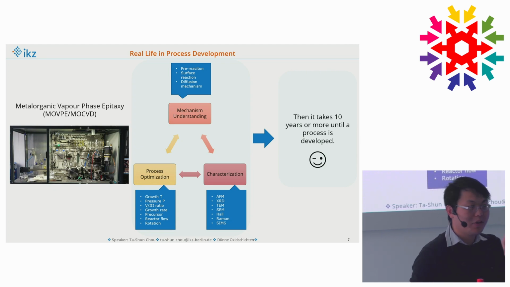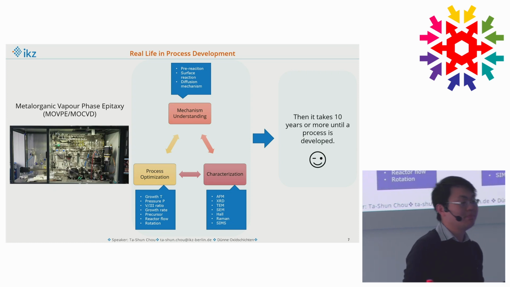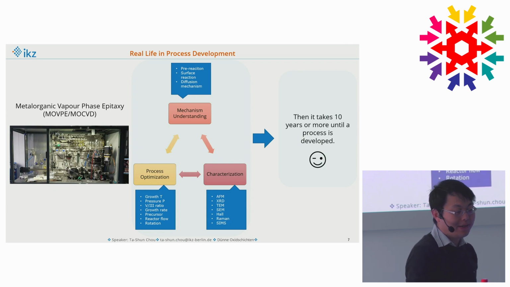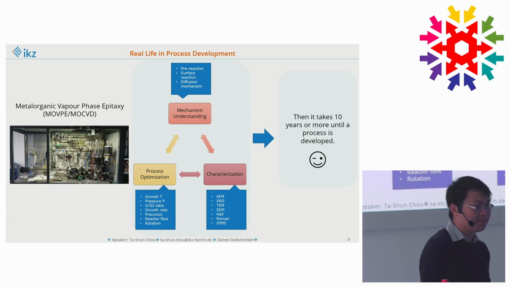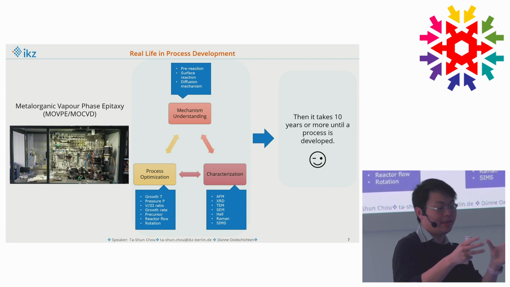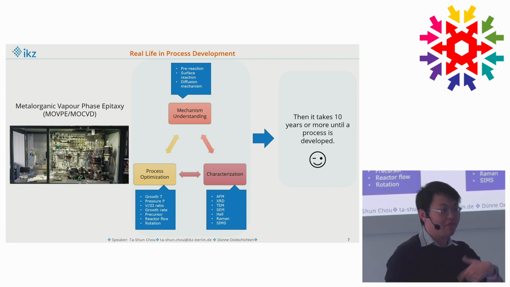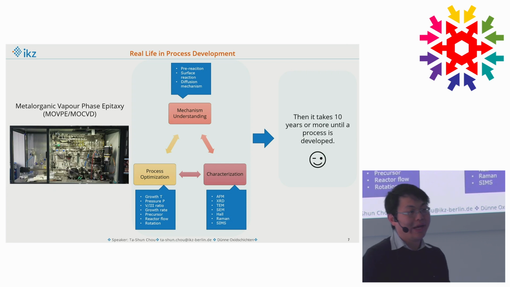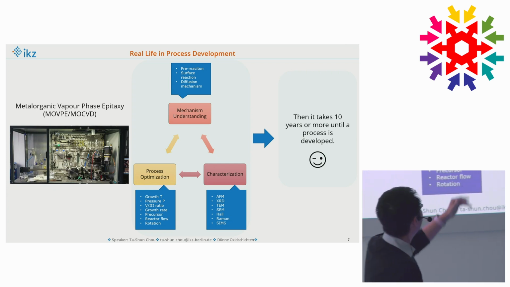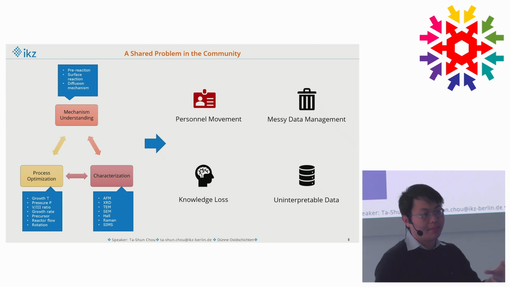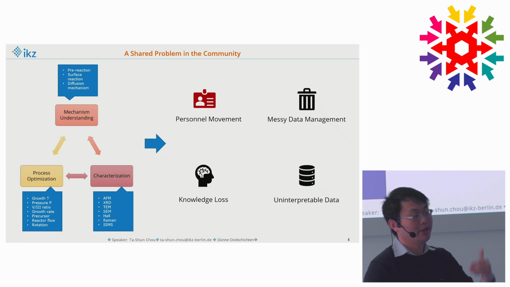So every day you change one or two parameters, and actually you probably need more than 10 years if you try all the combinations and find the proper growth window, if we don't figure out what the growth mechanism is, or we don't use another way to help us. So this is our daily life, and this kind of daily life actually faces some difficult challenges over time.